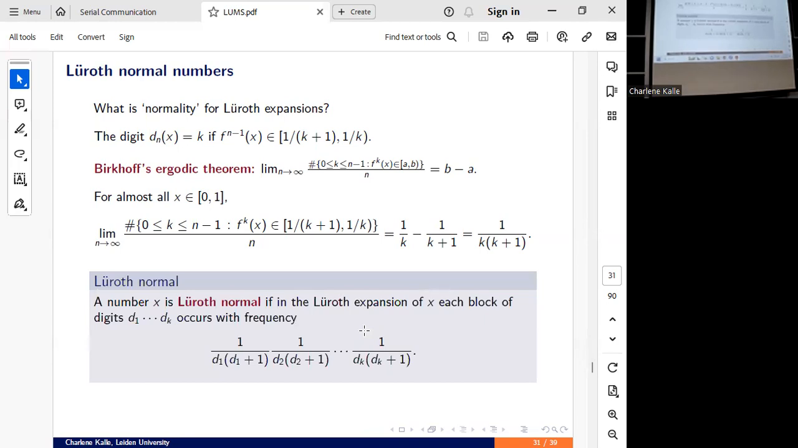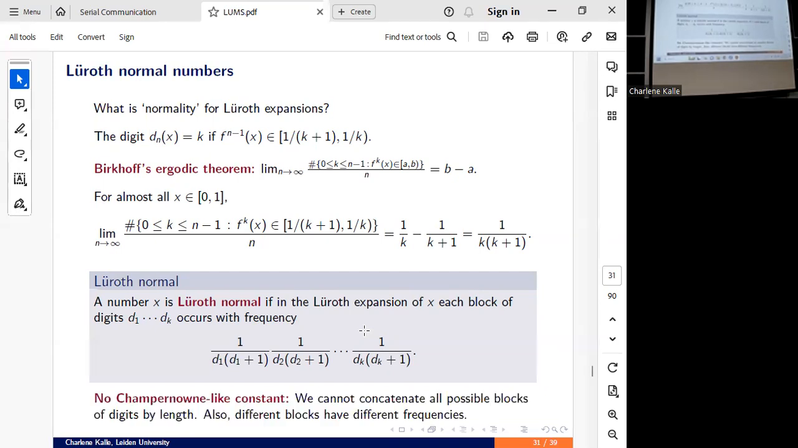So we call a number x Liouville normal if in the Liouville expansion of x, each block of digits occurs with this frequency, which is the product of all these things for the different digits. So the motivation for the normality definition also comes from the dynamical system that underlies it.